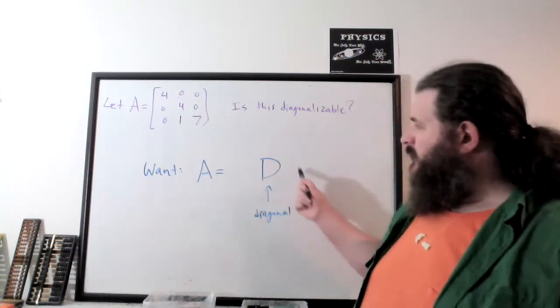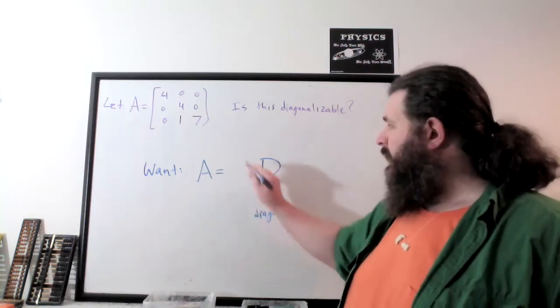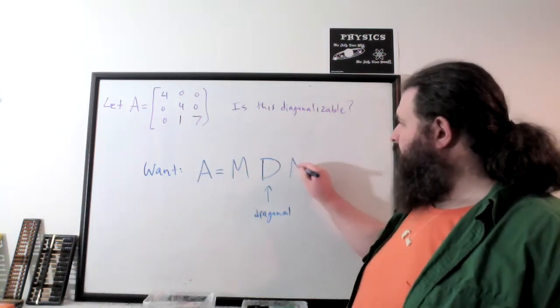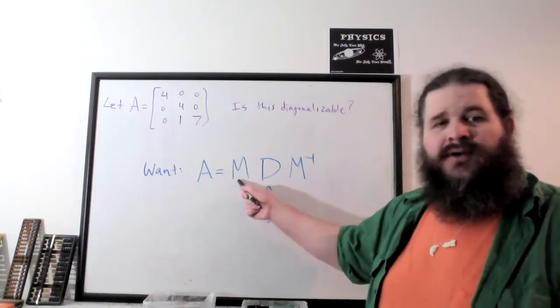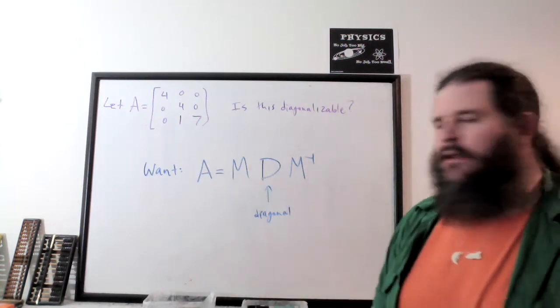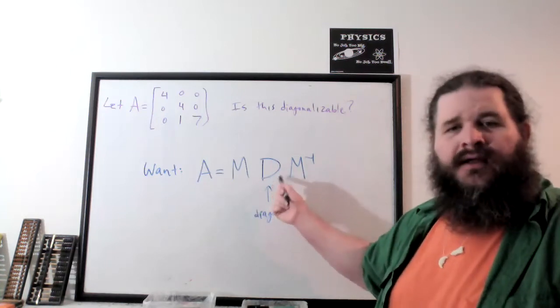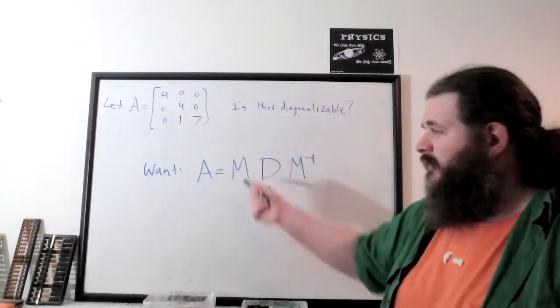But flanked on the left and right, not by lower triangular and upper triangular, but instead flanked on the left and right by some matrix, let's say M, and the inverse of that same matrix on the right. So specifically an invertible matrix and its inverse. So this is our goal. We want A to be rewritten as a purely diagonal matrix, left multiplied by some invertible matrix, and also right multiplied by the inverse of that matrix.